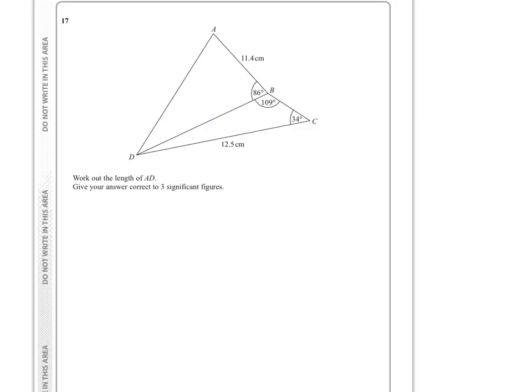Question 17. It says work out the length of AD. Give your answer to 3 significant figures. Well, is it true that using the sine rule that BD over sine 34 is equal to 12.5 divided by sine 109.